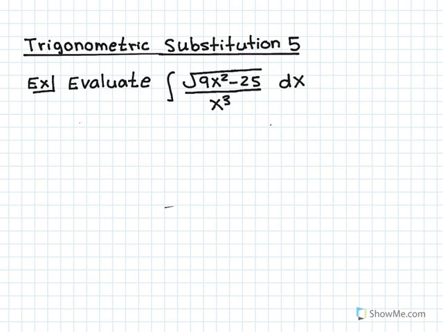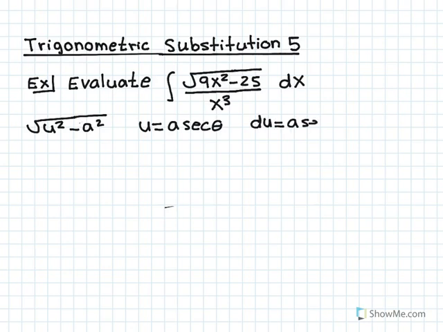Alright, so the pattern that we have is the root of u squared minus a squared. Variable squared minus constant squared. The transformation that we will apply is a secant transformation. u is equal to a secant theta. Take its derivative, du is equal to a sec theta tan theta d theta. The derivative of sec theta is sec theta tan theta.